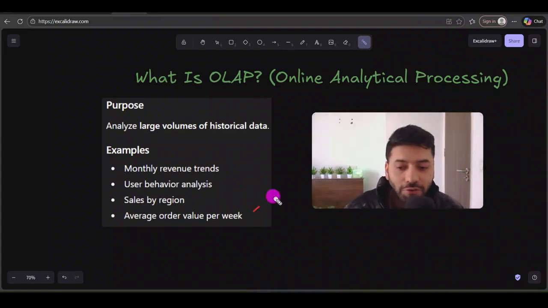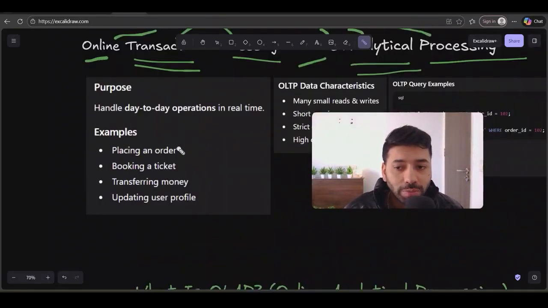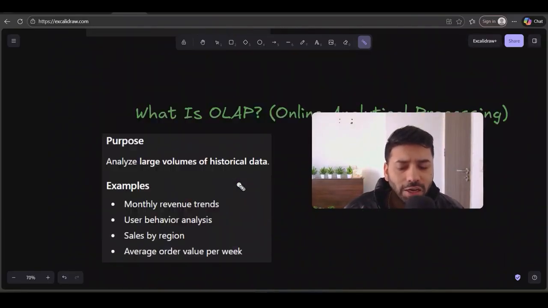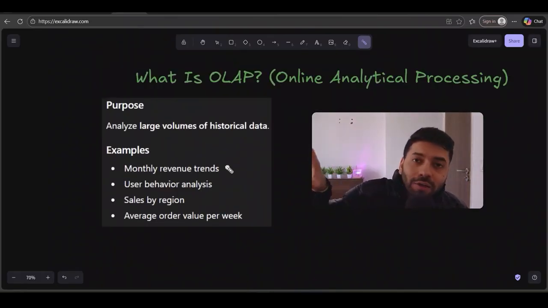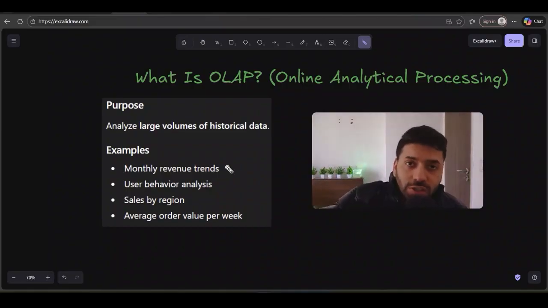Another example can be average order value per week. Clearly you can see that when we talked about OLTP, the examples were the transactions that are happening, or all the operations which run your business, like booking a ticket or placing an order. Whereas with OLAP, we are trying to understand the stats and doing the analysis: how users are using the product, which region is doing well. So you are just understanding the analytics, the metrics, the dashboards.